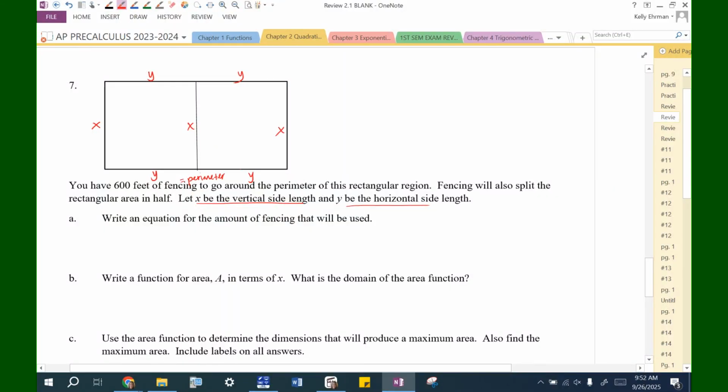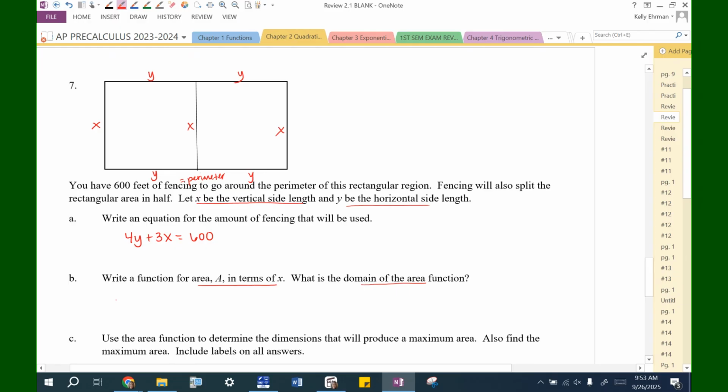So this is not just 2x plus 2y. We have 4y plus 3x is equal to 600 feet of fencing. Write a function A in terms of x for area. What is the domain of the area function?